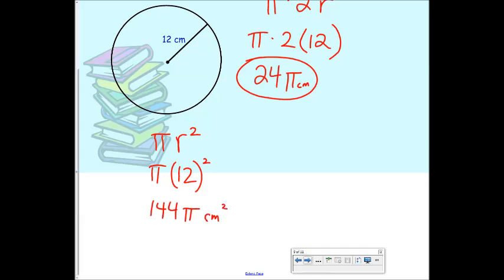All right, so 144 pi. Again, if you multiplied that out, you would get something like 420 point something. It's okay if you don't. You can leave it like this. However you want to do it. If you're not comfortable leaving it with pi, then multiply it by 3.14. I just like less work.